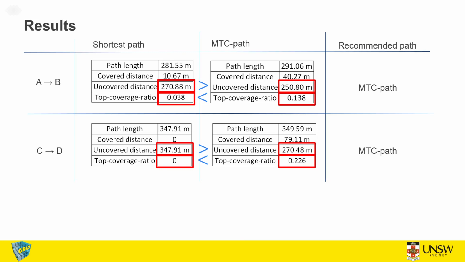For the two cases, the uncovered length of the MTC path is shorter than that of the shortest path, and meanwhile, top coverage ratio of the MTC path is larger than that of the shortest path. Based on the path selection strategy, the MTC paths are recommended. Therefore, we didn't compute the path to the nearest semi-indoor spaces for the two cases.